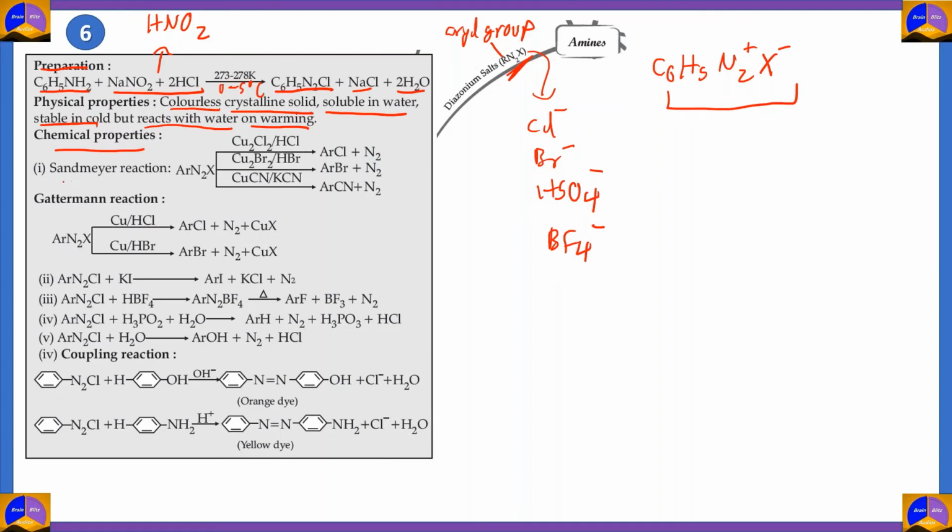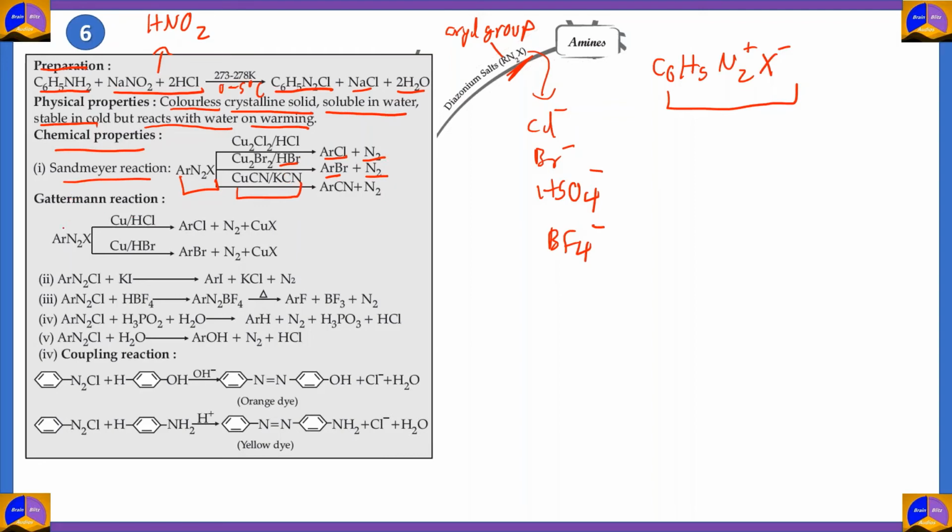The first property is Sandmeyer's reaction, and that's what we initially studied benzene diazonium salts for. So we have a diazonium salt here. In the presence of cuprous chloride and HCl, it forms aryl chloride and nitrogen. In the presence of cuprous bromide and hydrobromic acid, it forms aryl bromides and nitrogen gas. And the same thing is true for cyanides, except that we use potassium cyanide instead.